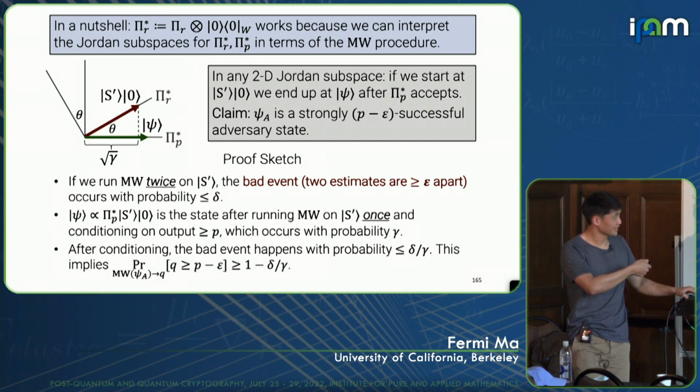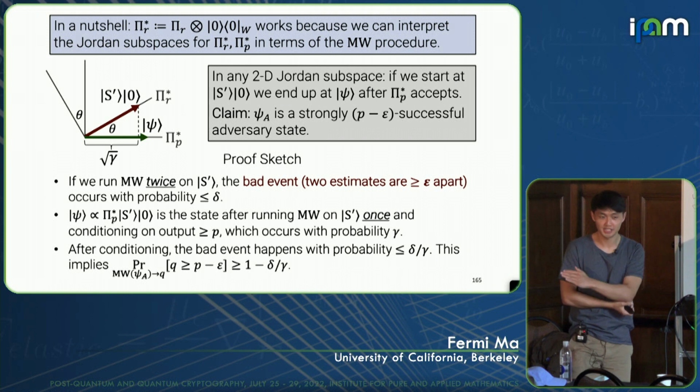In particular, if this state has the property that the Marriott-Watrous estimator is very likely to output an estimate at least p minus epsilon, it means that the weight of the state has to be on the high success probability eigenspaces.